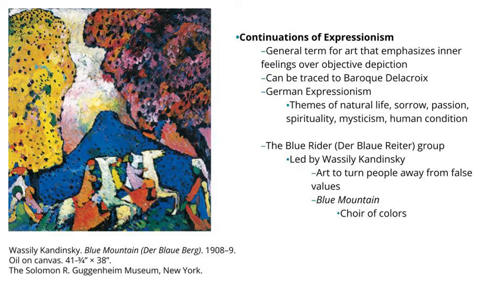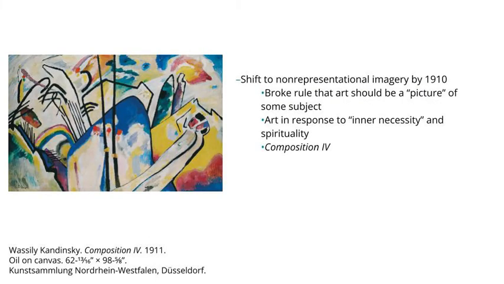We have a shift to non-representational imagery by 1910, which broke the sort of rule that art should be a picture of some subject. And instead it is depicting nothing at all. It's just from the artist's mind's eye completely. And this art is also in response to the sort of inner necessity and spirituality that people see in the reasons that we make art. This piece is Composition 4.